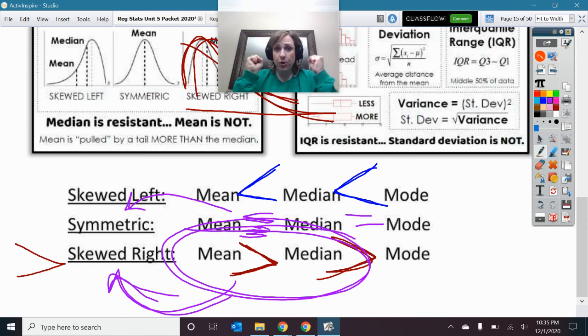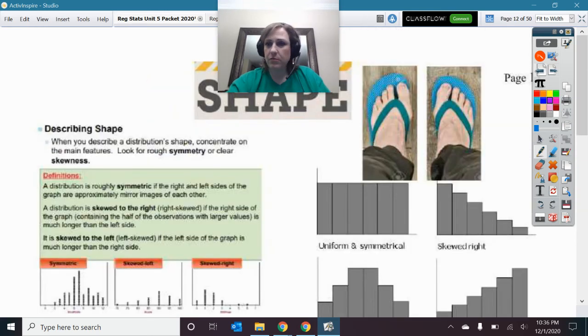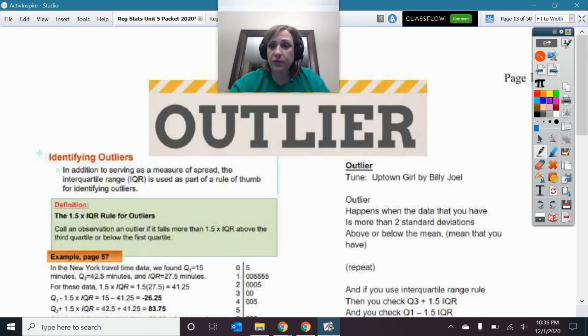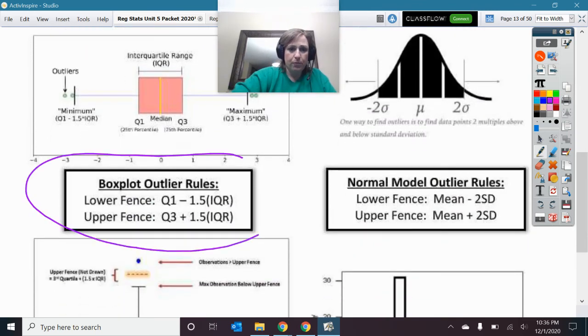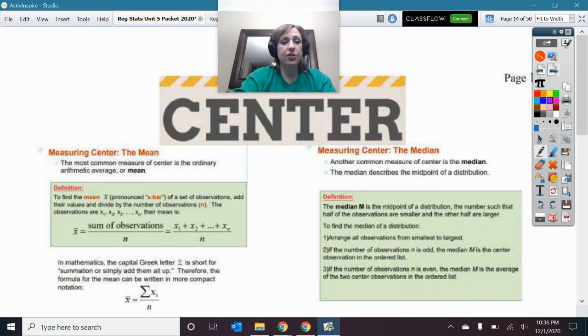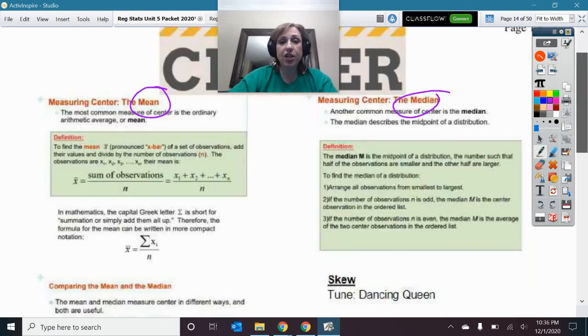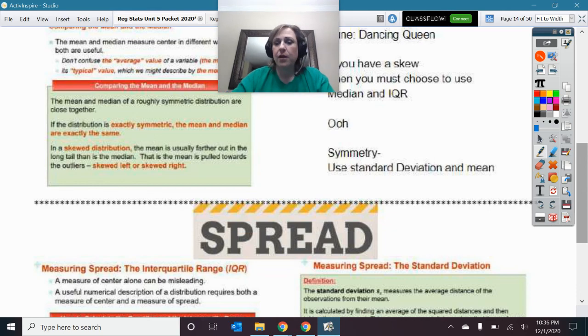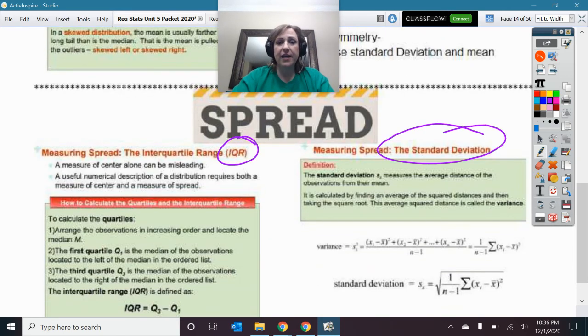So, in summary, we have discussed shape: the modes, and symmetric, skewed left, skewed right. Outliers: two different rules. Your box plot outlier rules, which you know already, and your normal model or symmetric rule with the mean plus or minus 2 standard deviations. Then center: your two centers are mean and median. And your spread, your two measures of variability, the IQR and the standard deviation.